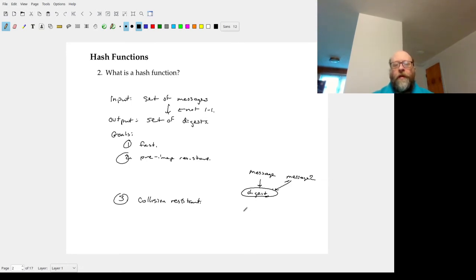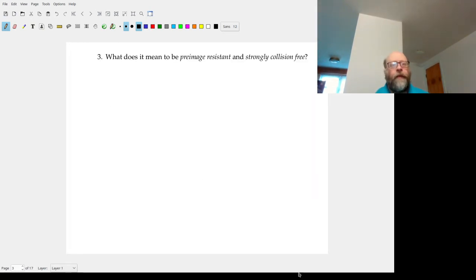This way, even if I don't know what the digest is, I know what the message is. I don't want to be able to somehow engineer this message into something that allows me to create a collision. So, in one of them, I don't want to use the properties of the digest to create a collision. And in another one, I don't want to use the properties of the original message to create a collision. Okay. All right. So, what does pre-image resistant and strongly collision free mean?